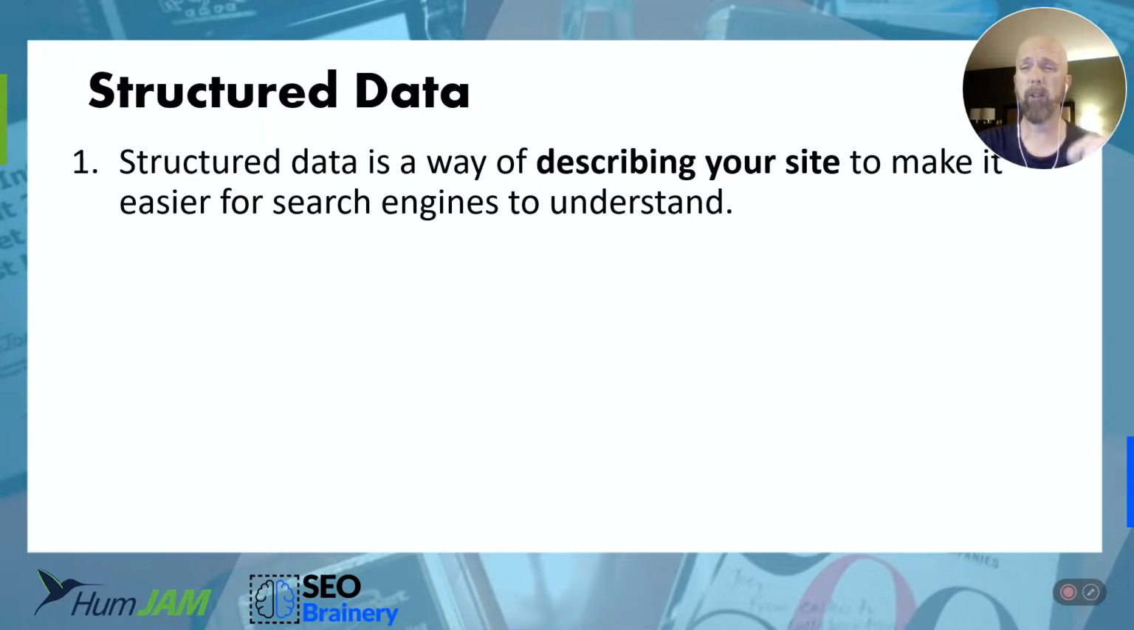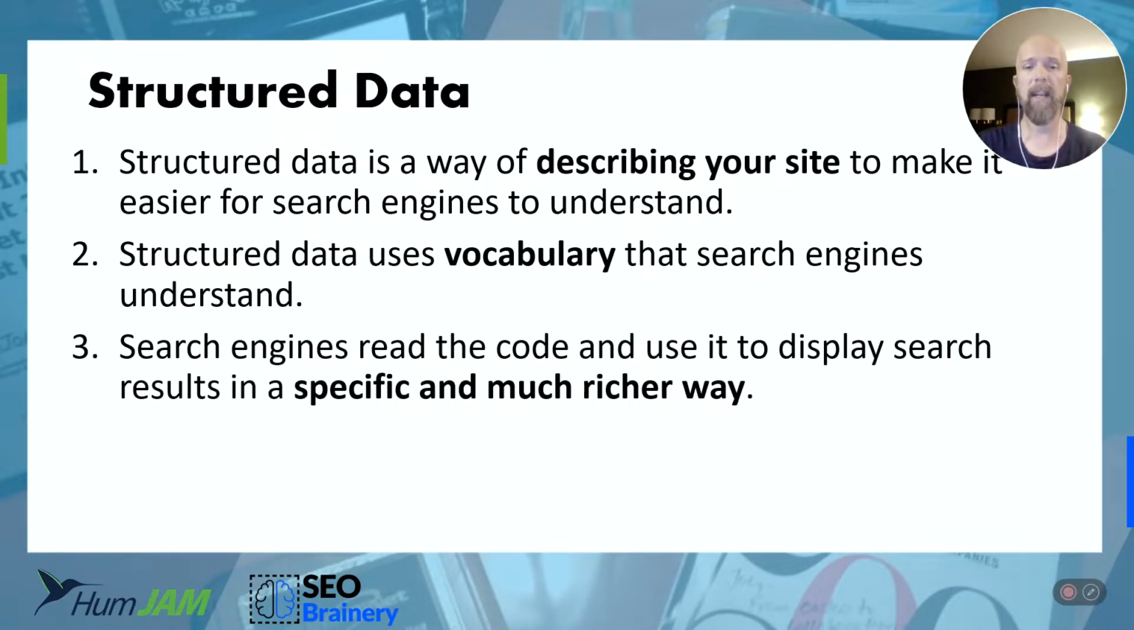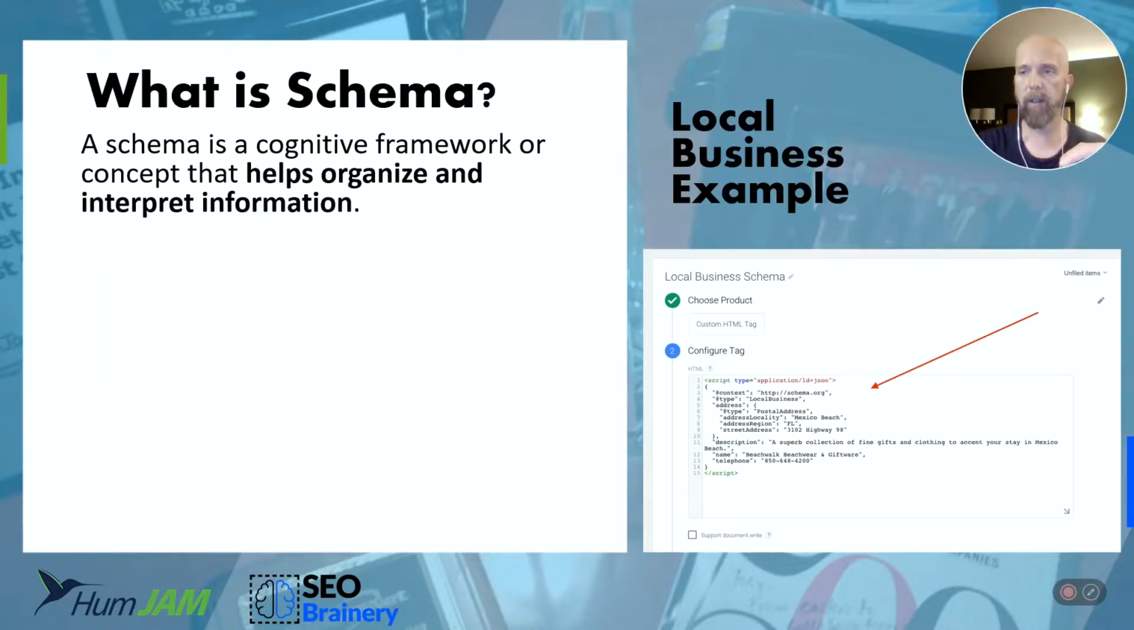It's a way of describing your site so that search engines can understand it better. It uses a vocabulary that, say, Google understands, and it uses code so that it can display the data in a much richer way than you're doing on your pages on the search engine itself. And then it puts basically code on your website using schema. That's what we're talking about in the other markup.